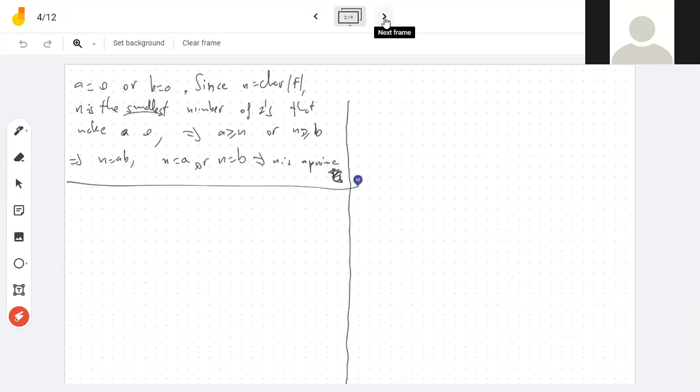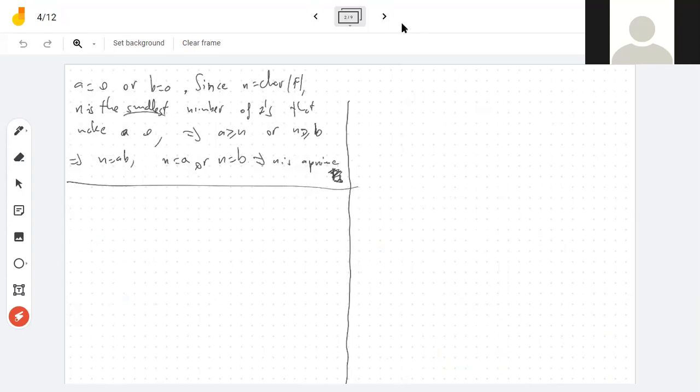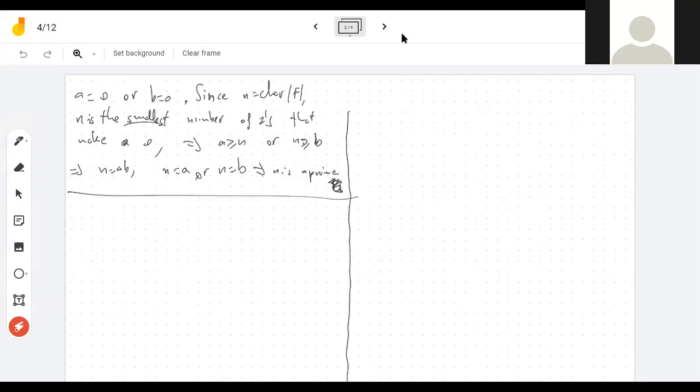All right, I didn't even use that it's a field. I only used that it's a domain. I used that the product of two things can only be zero when one of them is zero. All right, so finite fields have characteristic which is a prime number.